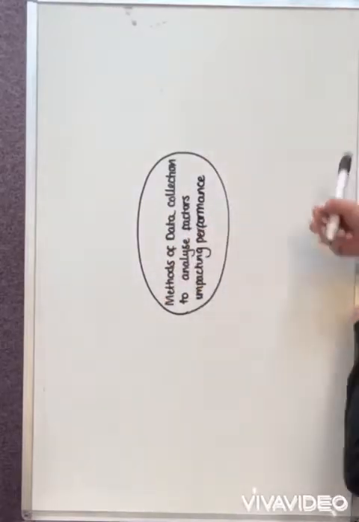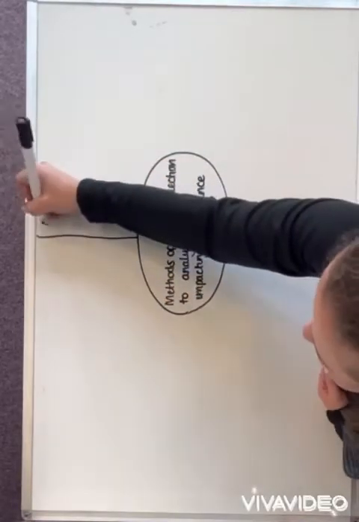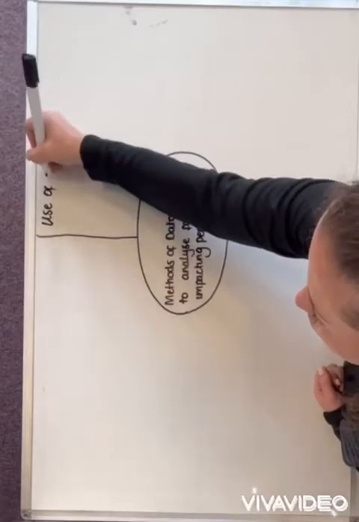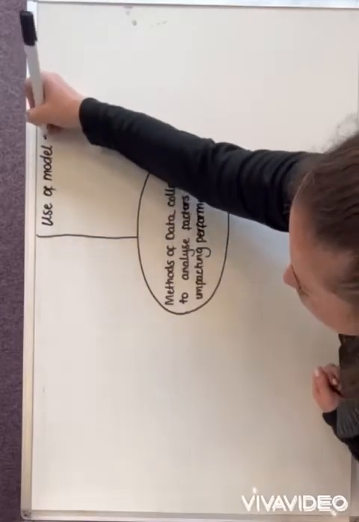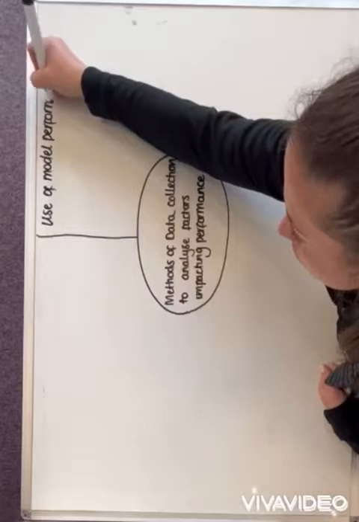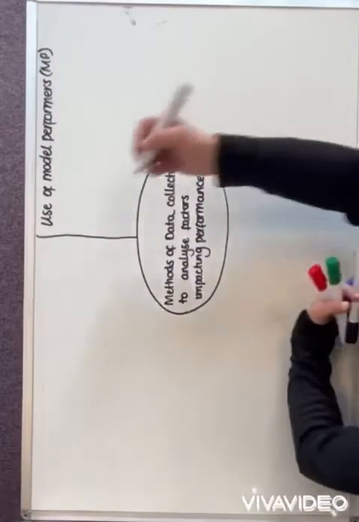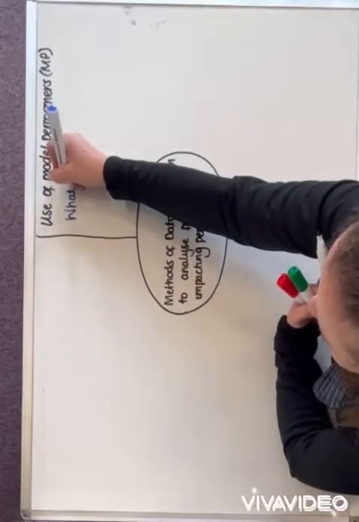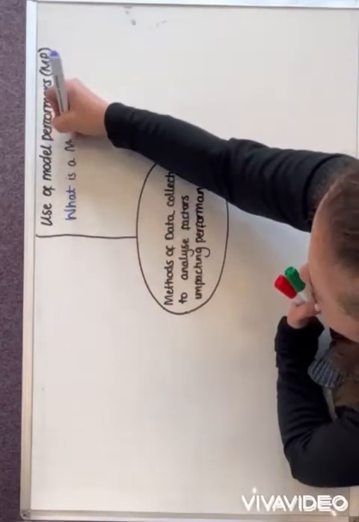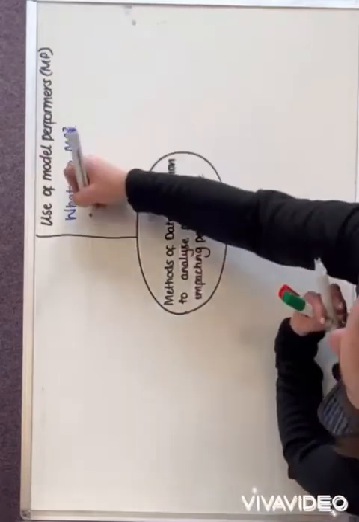So in this video we are looking at methods of data collection to analyse factors impacting our performance. Split into 4 sections. The first one looks at the use of model performers. There are 3 questions that we want you to ask yourself. What is a model performer?